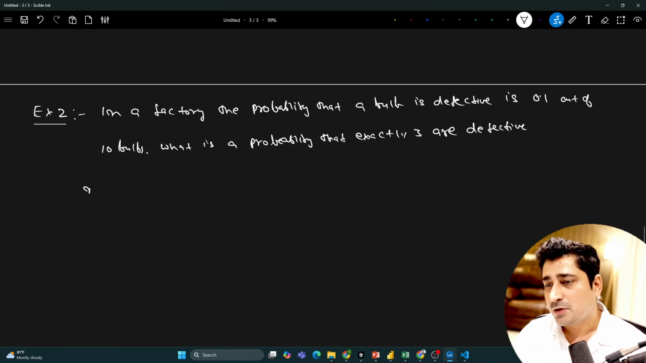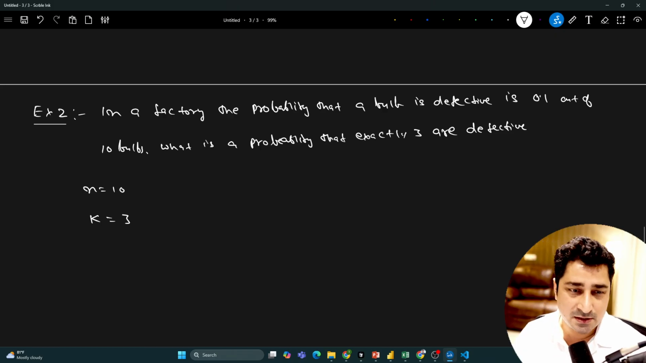So n is equal to 10, which is given to me, and k is basically 3, which is also given to me, by the way. And then the probability of success. Here we have to find out a defective bulb, right? If I'm able to find a defective one, that is a success for me, by the way. So here that probability is going to be 0.1, which is also given directly inside my question.